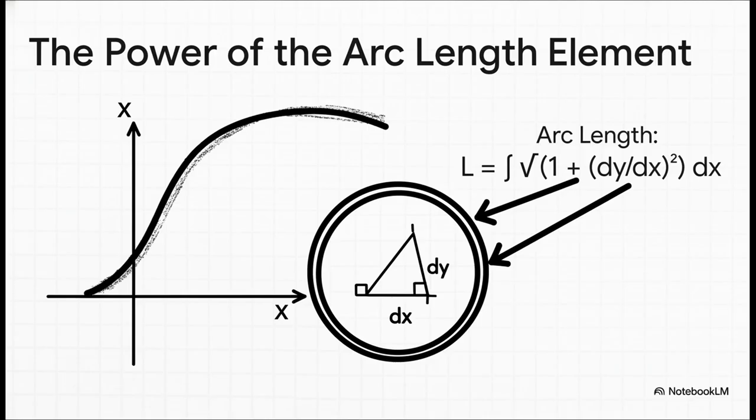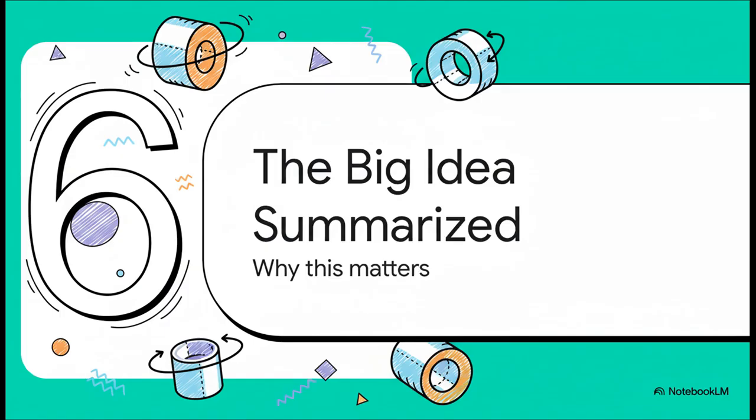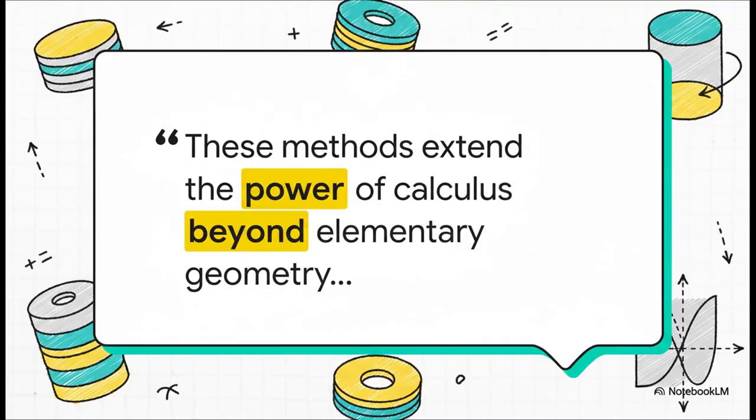It's amazing. Okay, so let's bring this all home. We've seen how to slice, spin, and sum our way to measuring some incredibly complex shapes. But why does any of this really matter? This quote from our source material says it all, really. This isn't just some abstract math exercise. These exact techniques are used all the time to design things like airplane wings, to calculate the capacity of reservoirs, to model complex physical phenomena, to solve countless real-world problems in science and engineering that simple geometry just can't touch.